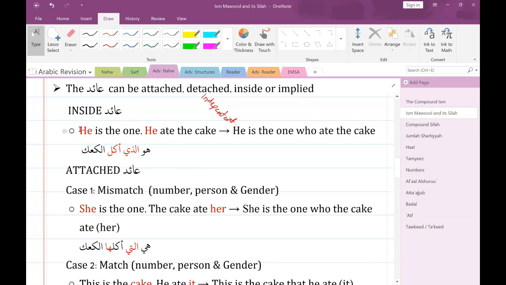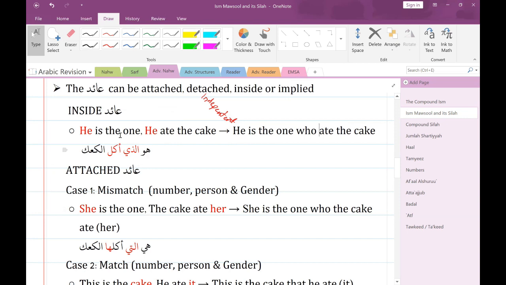So when it is an inside pronoun, let's take a look at an example in English before we look at the Arabic. So you basically have two sentences when you're looking at Ism Mawsool and Silah al-Mawsool. So I'm saying he is the one, he ate the cake. So you can see this he matches with this he. So if I put an Ism Mawsool between these two sentences, it will be he is the one who, now we're adding the Ism Mawsool, who ate the cake. So I don't have to repeat he again, because in English it doesn't make sense. So he is the one, he ate the cake, becomes he is the one who ate the cake.